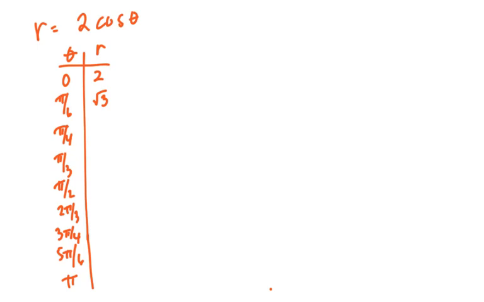Square root of 2 over 2 times 2 is the square root of 2. 1/2 times 2 is 1. 0. Now remember, cosine is negative in the second quadrant. So 2 pi over 3 is negative 1/2 times 2, which is negative 1. Negative square root of 2. Negative square root of 3. And then negative 2. So let's look at this graph.